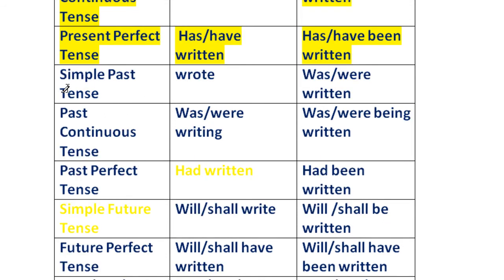Then in simple past tense, the verb is wrote. It becomes was, were, written in the passive voice. Then in past continuous tense, in the active voice, the verb is was, were, writing. Was writing or were writing. That in passive voice changes to was, were, being written.